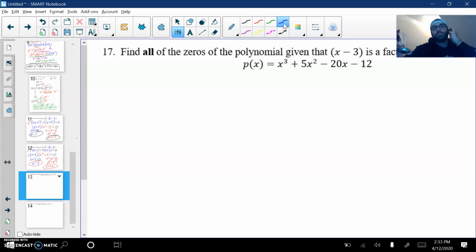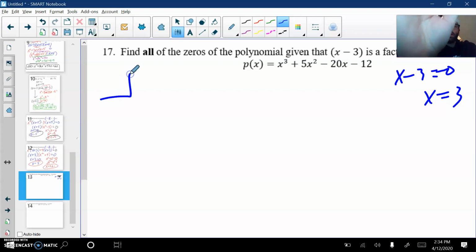It says find all zeros of the polynomial given that x minus 3 is a factor. Well, if x minus 3 is a factor, then I'm going to set x minus 3 equal to 0 to get x equals 3. Okay, so we're going to use synthetic division here. Within synthetic division, I'm going to put a number in the box. The number that goes in the box comes from the factor that I'm given. If x equals 3, then 3 goes in there.